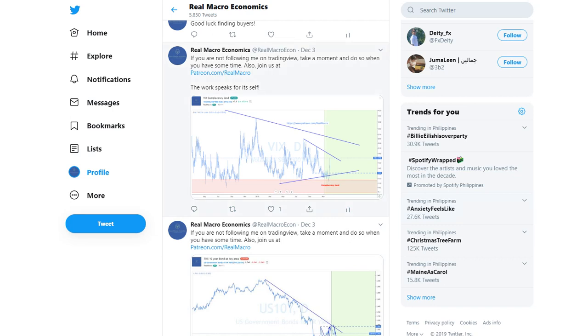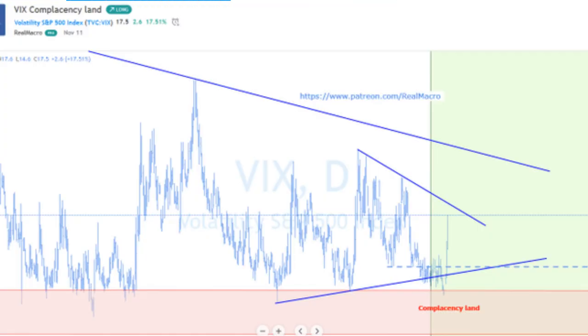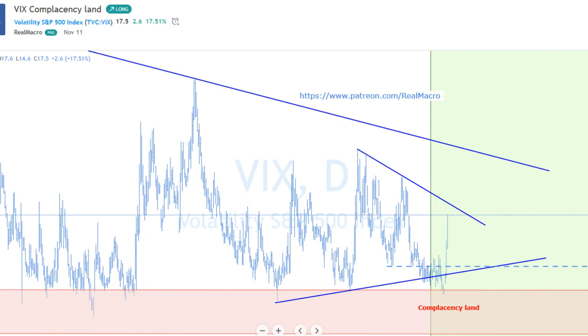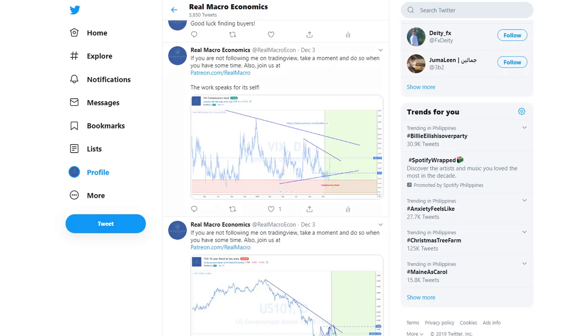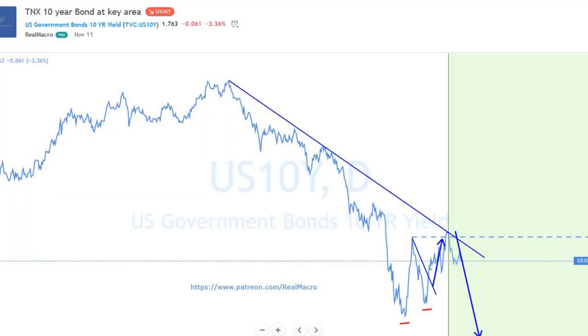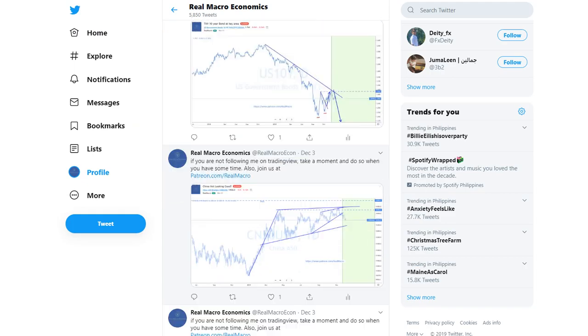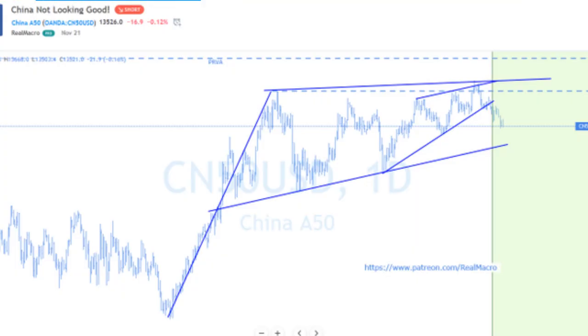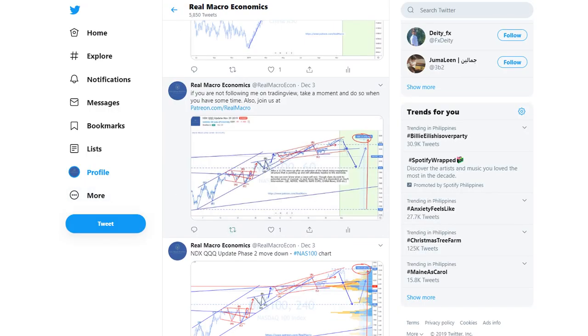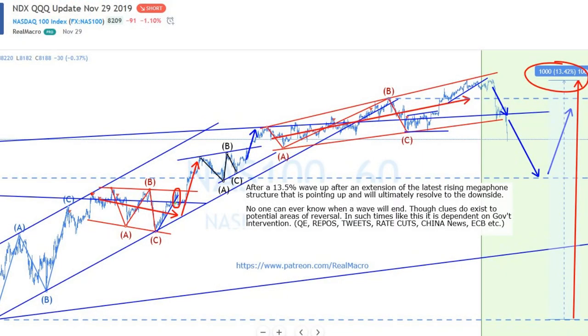Also, don't forget TradingView that I've posted in the past, where this was the VIX. Okay, nice little spike up. You can see nice and green. The other one was the 10-year bond. Okay, nice little call there. This continued to move lower. Same here with China. Right up against resistance, came back down. And here's another one where we were talking about NDX, came down, nice correction. Now we're looking for the next wave down.